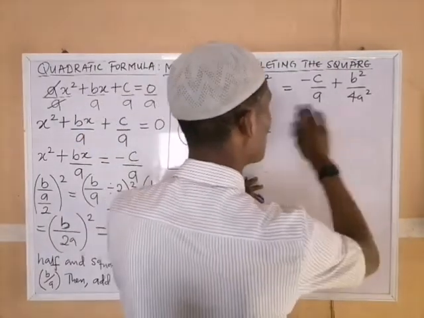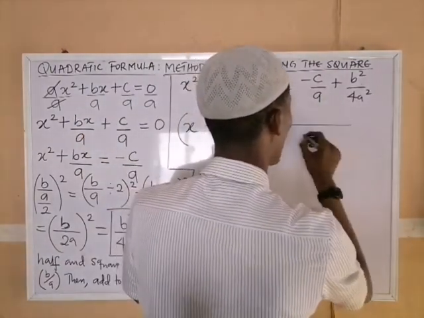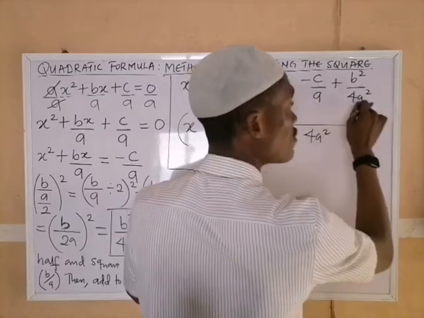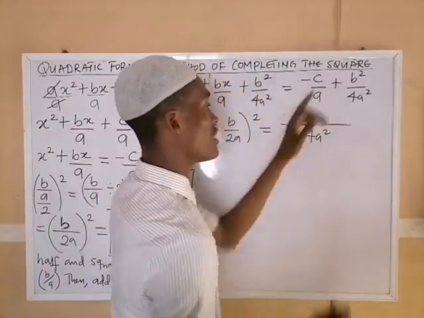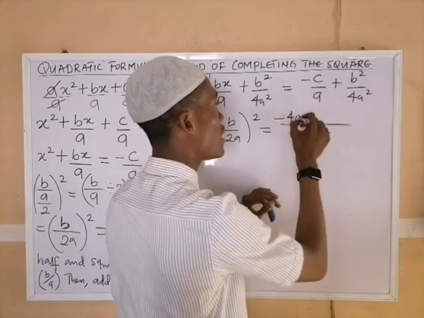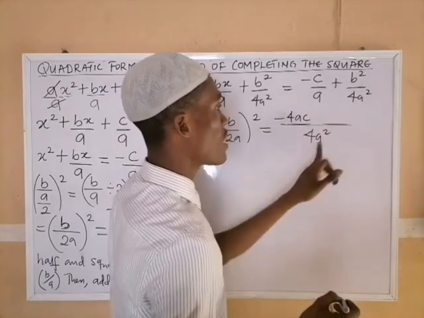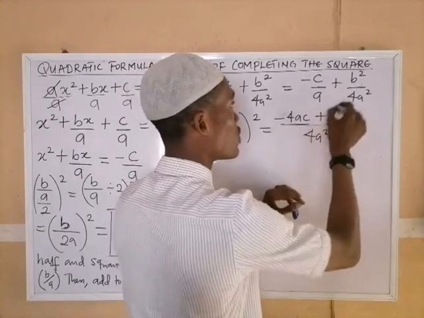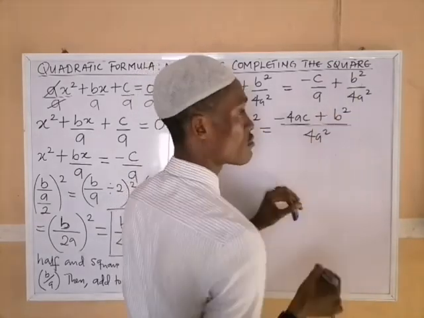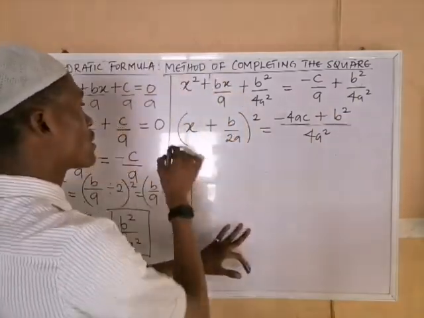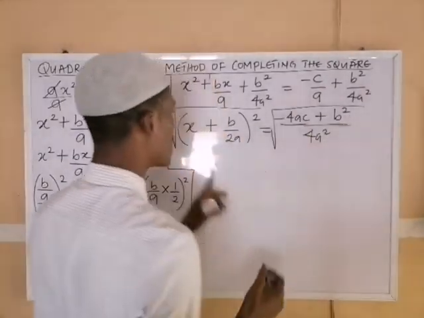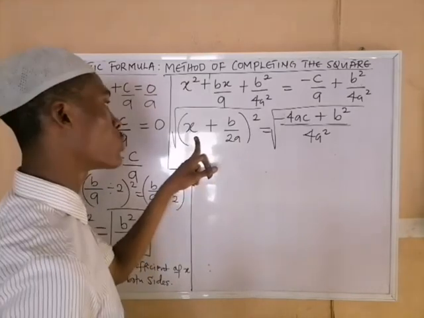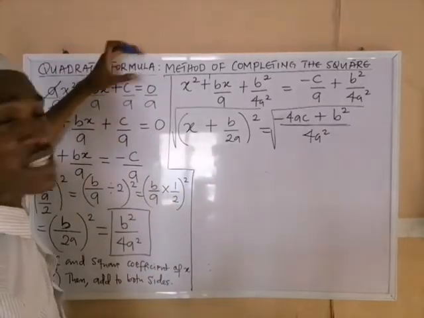So I can take the LCM of this, which is 4a squared, because a can go in 4a squared. So a in 4a squared, that is 4a. Multiply by this, you have minus 4ac. 4a squared in 4a squared, that is 1, plus b squared. So from here, you can take the square root of this and also take the square root of this. Do not forget, we want to make x the subject of the relation, and we also want to get the quadratic formula. It's the same thing.